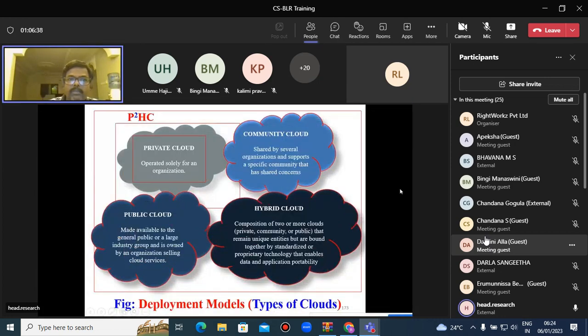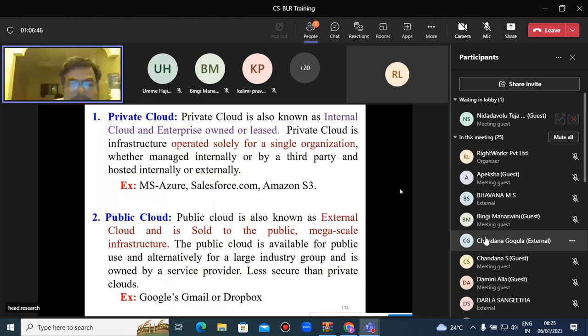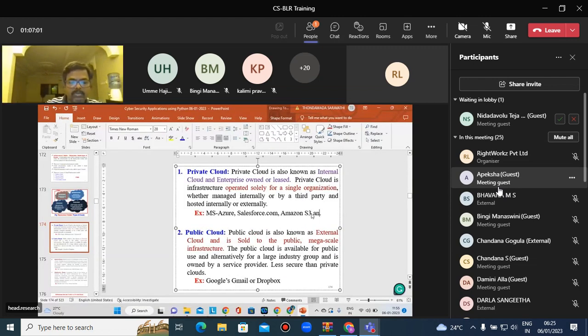Next, private cloud examples I have explained. Private cloud means only employees of the organization can access this cloud. Example, MS-Azure, Salesforce.com, Amazon S3 and EC2.